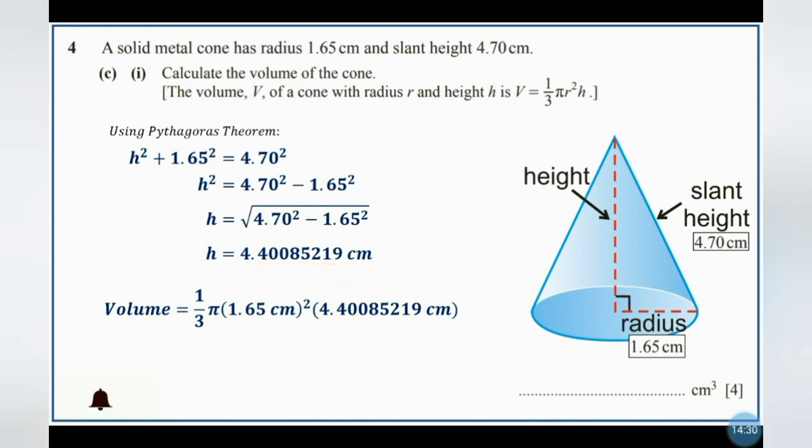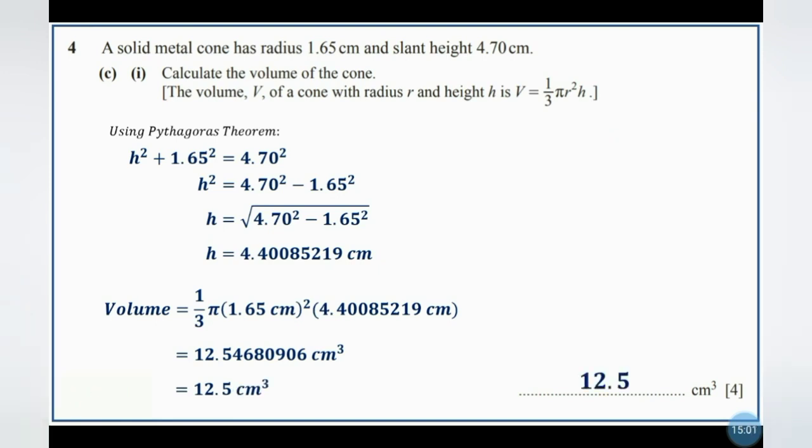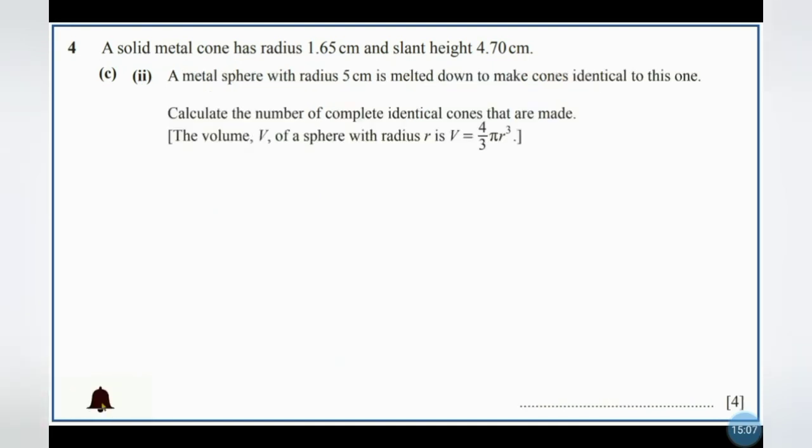Okay, if you notice, I don't usually put it into 3 significant figures if it's not yet my final answer. So I will write whatever my calculator gives me. I will just simplify at the end of my solution, on my final answer. So it will become 12.54680906. So your answer will become 12.5 centimeter cube. That's our answer. Next, let's move on to question letter C, number 2.